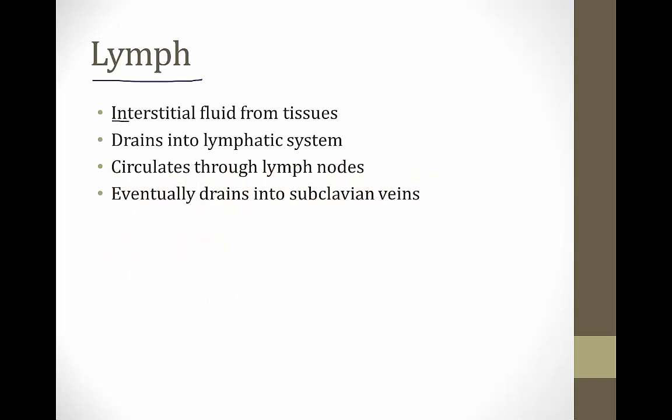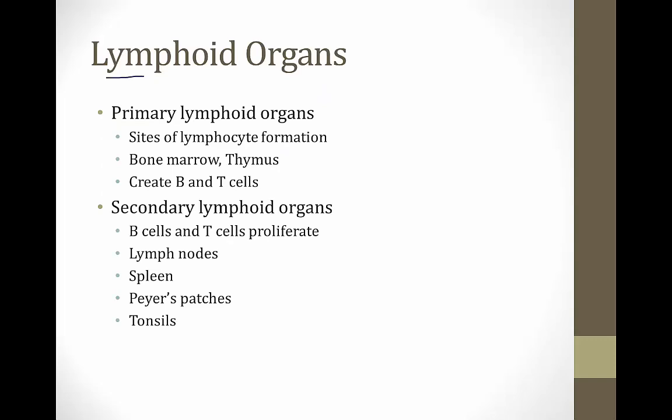Lymph is the interstitial fluid that drains from tissues, and it drains into a system of channels called the lymphatic system. What it's going to do is circulate through the lymph nodes, and this is very important for activating the immune system in response to pathogens that may be present in the tissues where the lymph came from. Eventually, all the lymph in the body drains into the subclavian veins and then is returned to the venous system of the body.